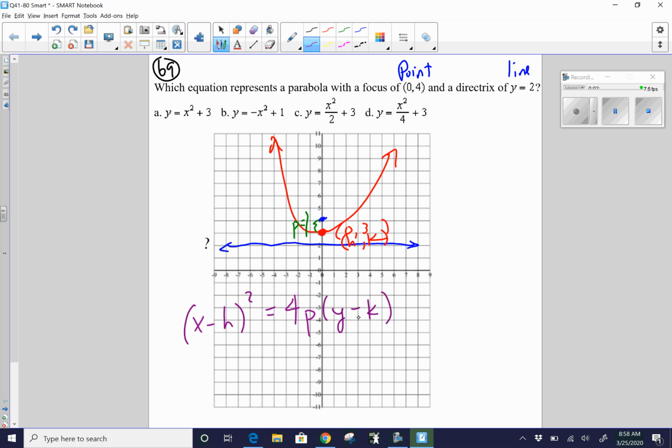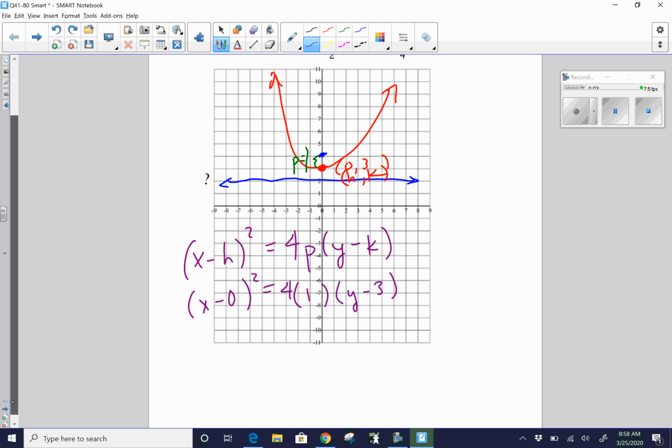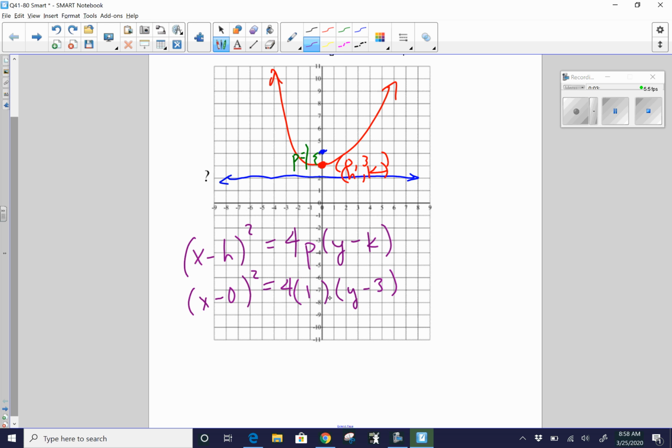So now you're just going to take the numbers that we have and literally plug it in. Okay, so it's X minus our H, in this case 0, squared, is equal to 4 times our P, which is 1, because remember that distance is 1 unit, times Y minus our K, in this case 3. So since that's not any of our answer choices, they wouldn't make it that simple now, would they? You're going to have to simplify this and try to get the Y by itself.